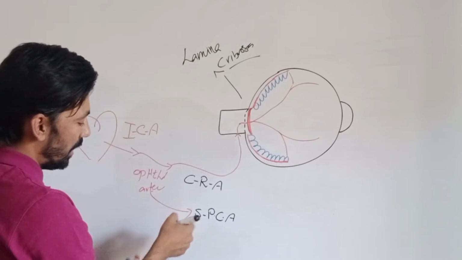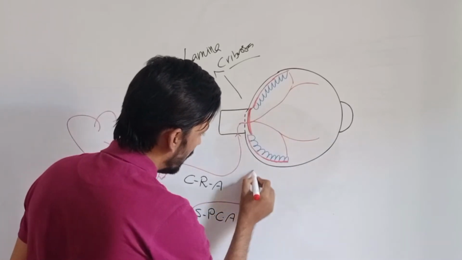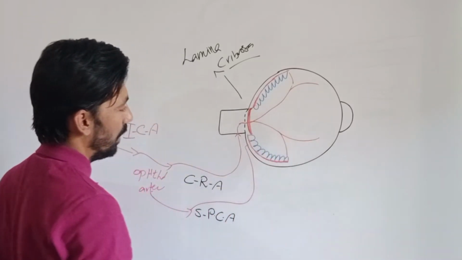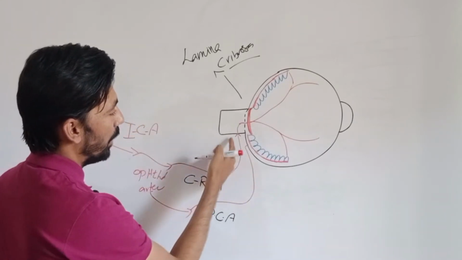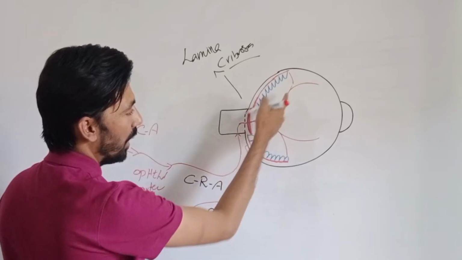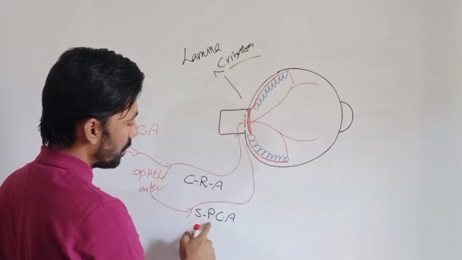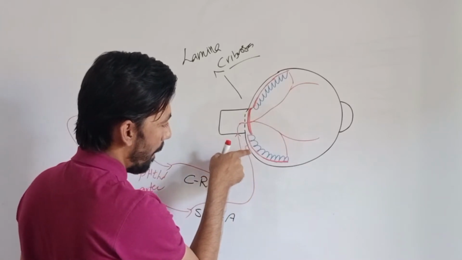So the short posterior ciliary artery will come and it will pierce directly into the sclera, right? You can see over here the central retinal artery was piercing the dura mater, and then the lamina cribrosa, and then the optic disc, and then further, right? But the short posterior ciliary artery will come over here, it will pierce directly into the sclera, right?